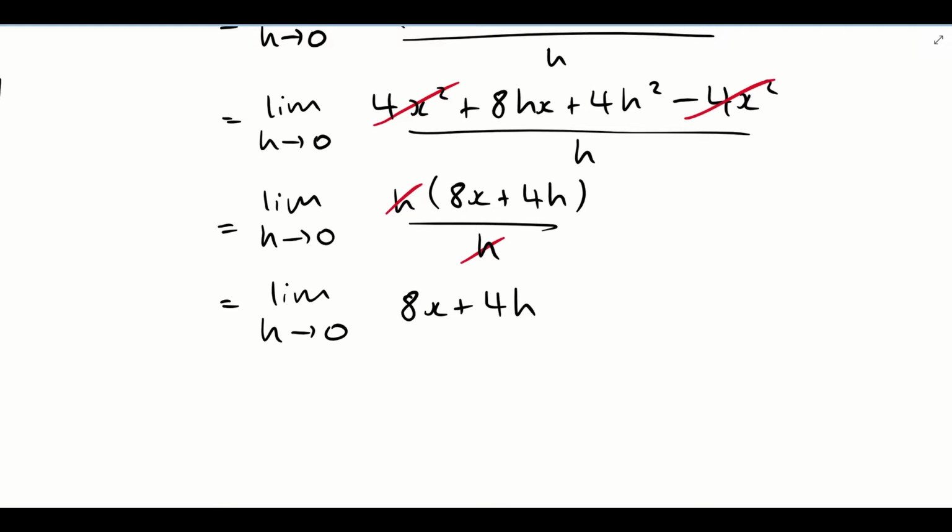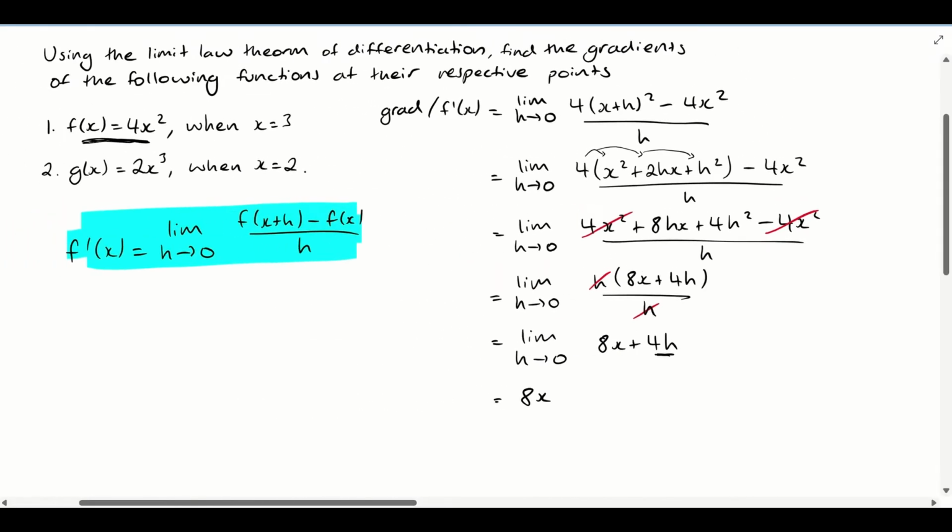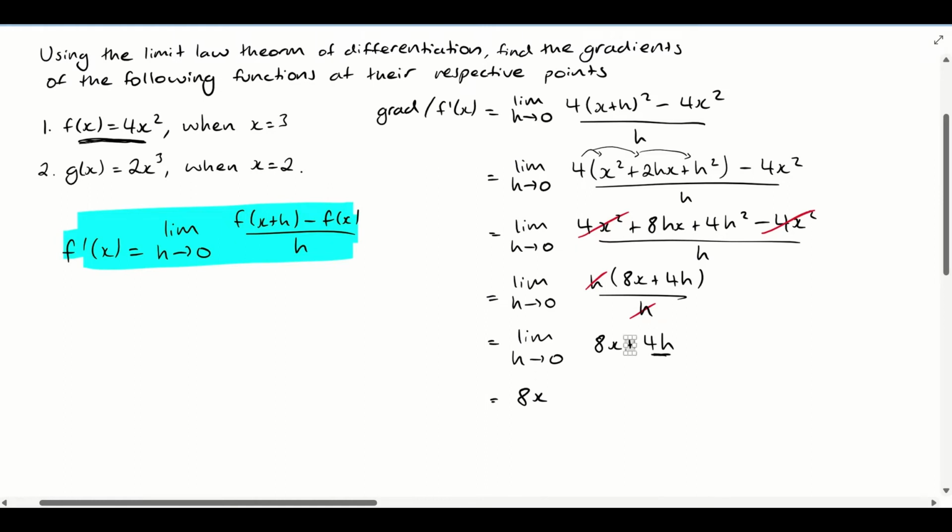And remember, as h is getting closer and closer and closer to 0, this 4h term becomes so small that it doesn't have an impact, right? And we're just left with 8x. So we know that if f of x is equal to 4x squared up here, then the derivative is going to be 8x.